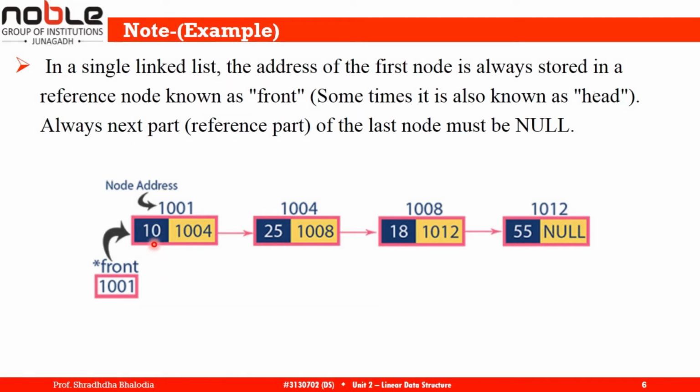Here the first data element is 10. The address of 10 is stored here, which is called the head of the list, 1001. The address of 25 is stored here, 1004. Then we can say that 10 is linked with 25 using this address part. The address of 18 is 1008, which is stored here. The address of 55 is 1012, which is stored here. Now the question is, for the last node, what is the address part? Here we can see that for the last node the address part is always null.